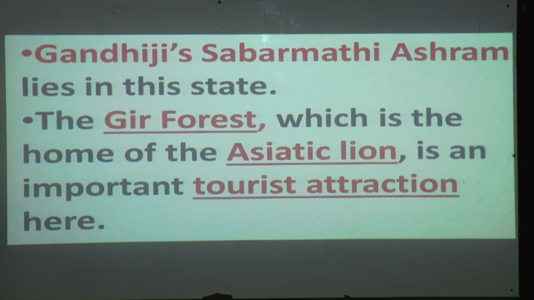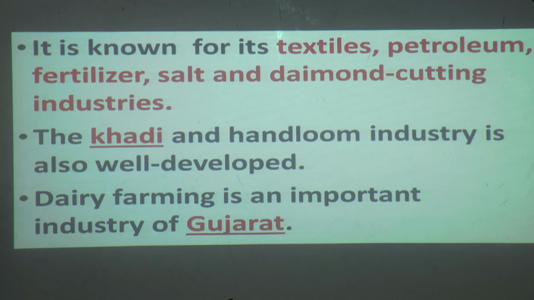Now, Gandhiji's Sabarmati Ashram lies in this state. The Gir forest, which is the home of the Asiatic lion, is an important tourist attraction here. Okay children, we have studied the textiles, petroleum, fertilizers, salt and diamond cutting industries. Now, the khadi and handloom industries are also well developed in Gujarat.